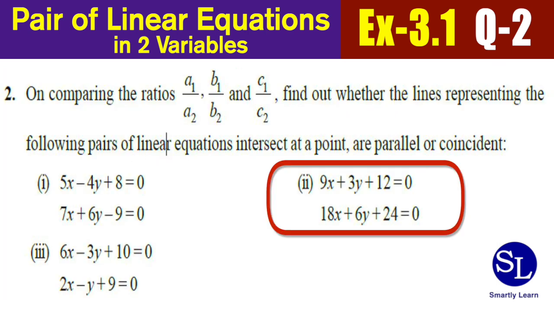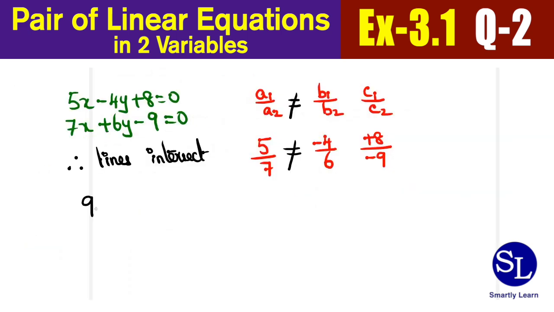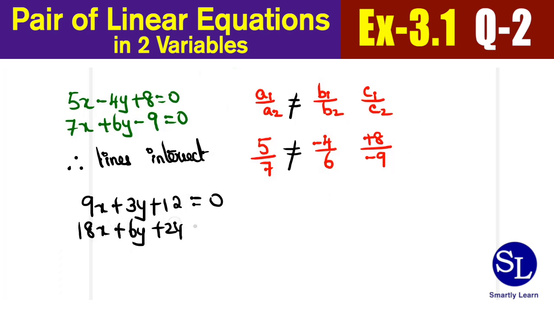So the next subdivision, let us check what the values are. 9x plus 3y plus 12 is equal to 0. The second equation is 18x plus 6y plus 24 is equal to 0. So again we are going to calculate the value of A1 by A2, B1 by B2 and C1 by C2.